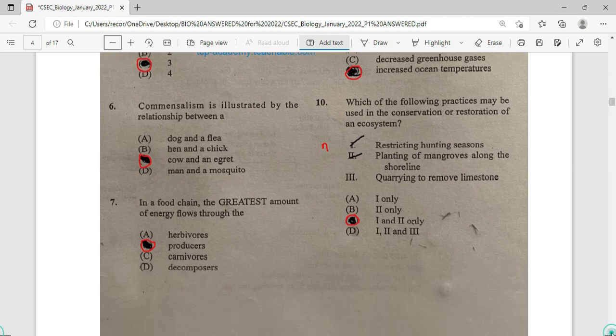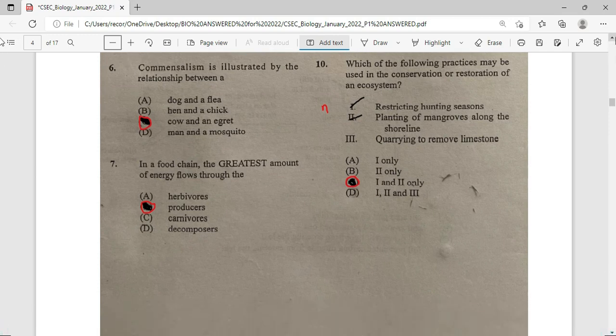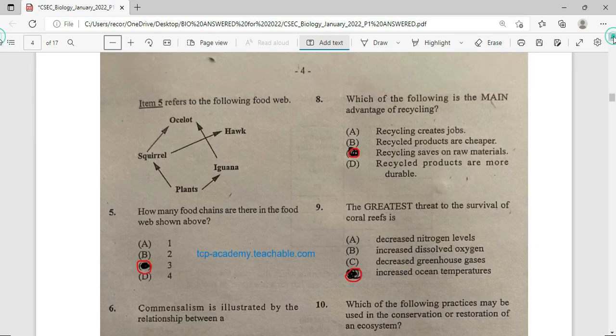And we move on to number 7. Item here, producer. This is a very easy one. And then we're going to be moving on to question number 8. We said it's going to be very, very quick.